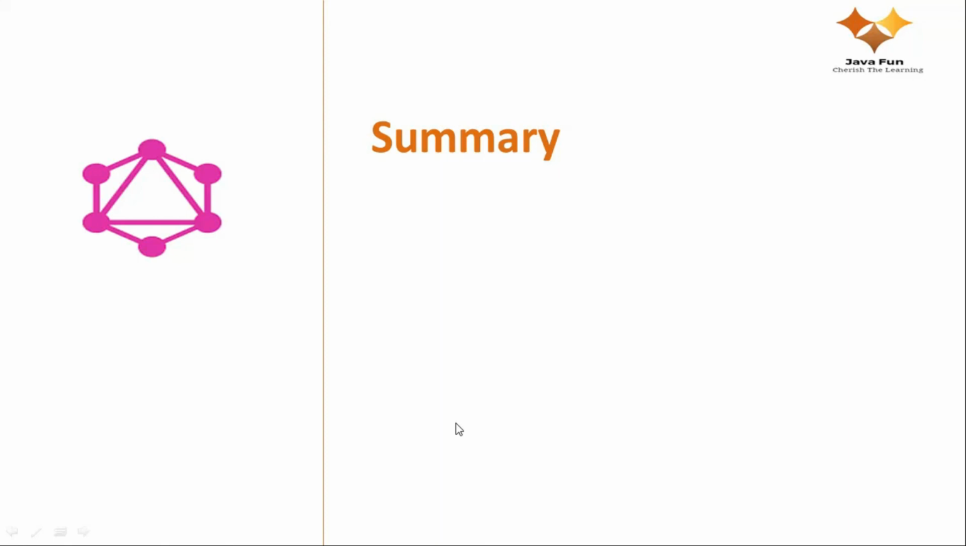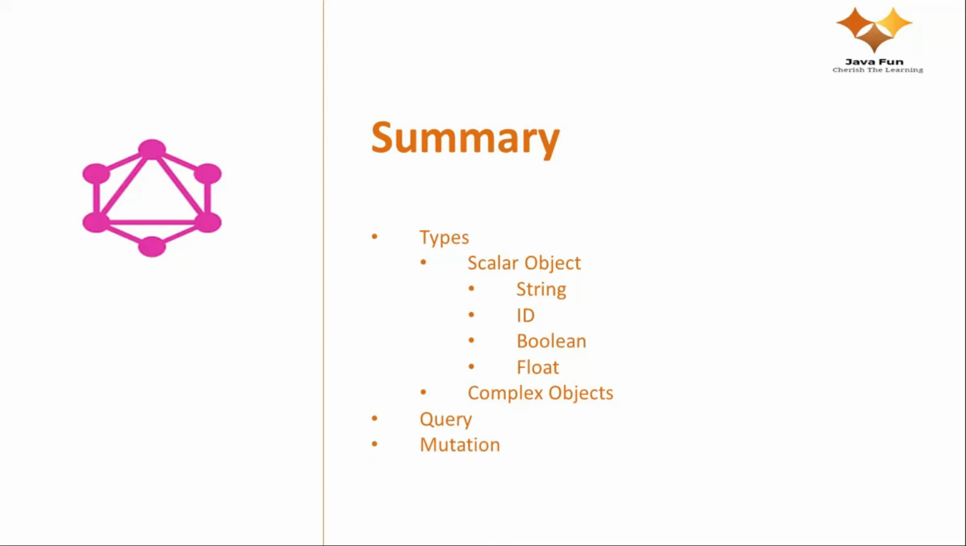Now, in the summary, we have seen what the building blocks of GraphQL are. We have seen what a type is, what the scalar objects are, and what data types are supported by GraphQL: string, ID, boolean, float. What the complex objects are, and how complex objects are created using scalar objects. What a query is. We have not touched on mutation and subscription yet. Fragments we have seen, but when we create our own API, we'll be able to modify our resources at that point. We'll be touching on the mutation and subscription part of it, but the concept remains the same.